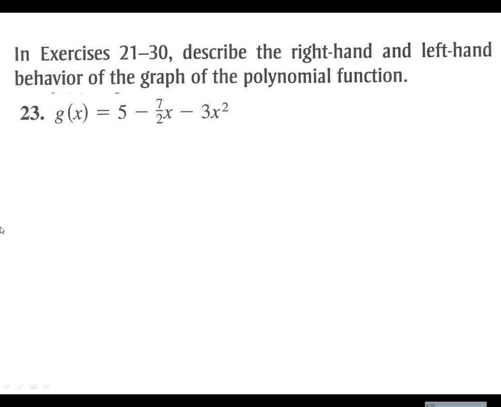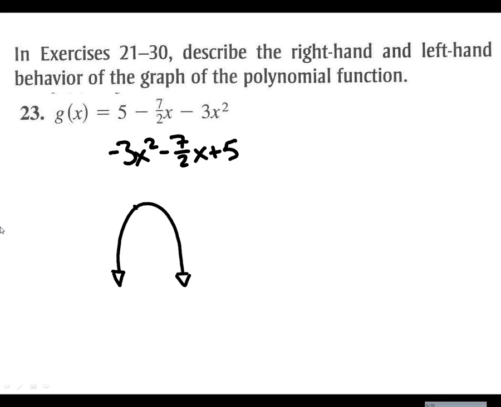All right, the little twist on problem 23, see if you caught it. This is not written in the correct order. You would need to rearrange it to get this problem right. If you do that, it's an x squared, but it's negative, which means it's going to look like this. Might do some weird things in the middle, we don't know. But we know that it's going down and going down, left hand and right hand behavior.